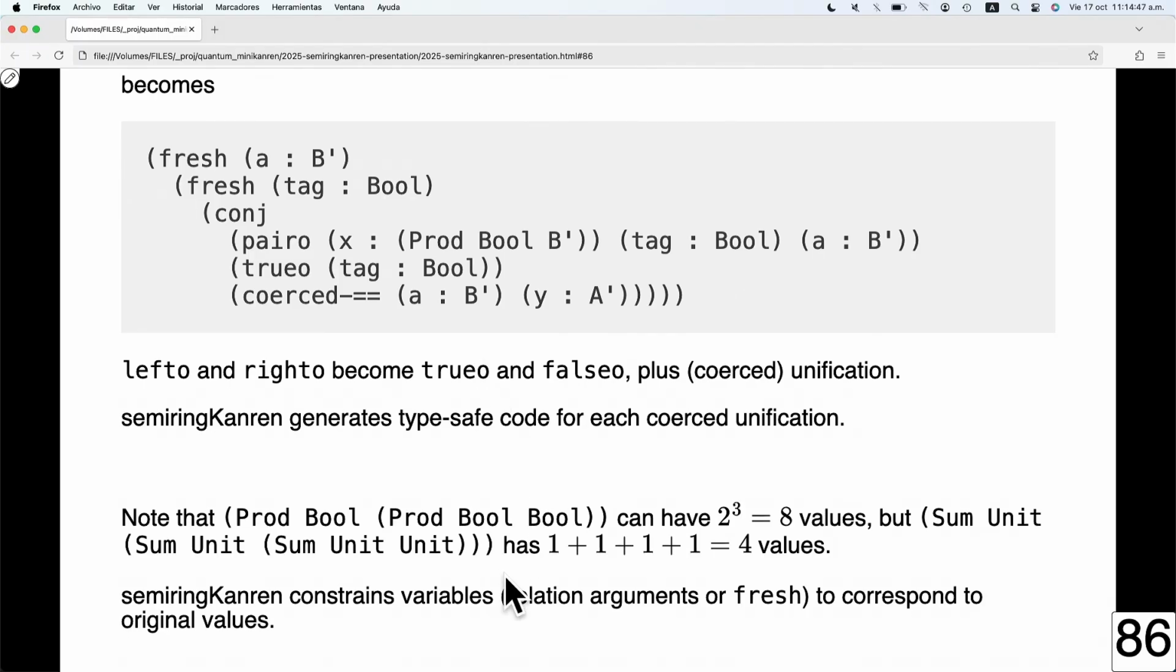All right, so note that, again, it's inefficient. Because the compiled type does have more values than the smaller type, we also need to make sure it doesn't inhabit invalid values that fit into the type. So semiringKanren also generates code to make sure that this product of bool, bool, in practice only inhabits the 4 valid values that we want it to.